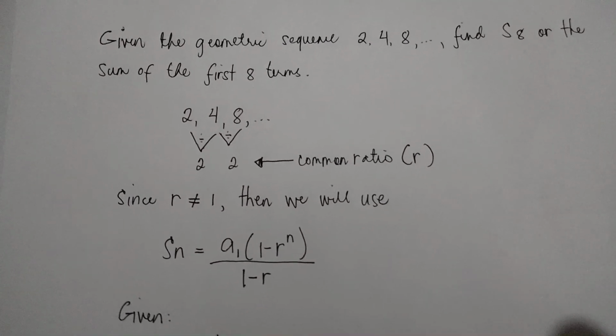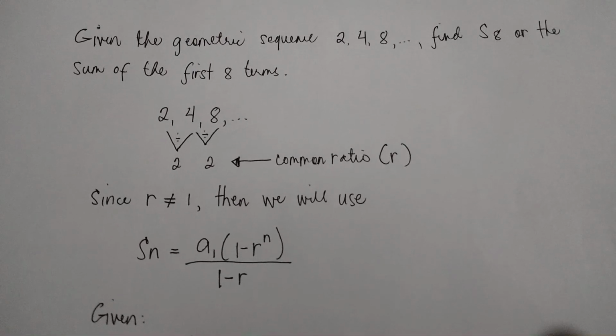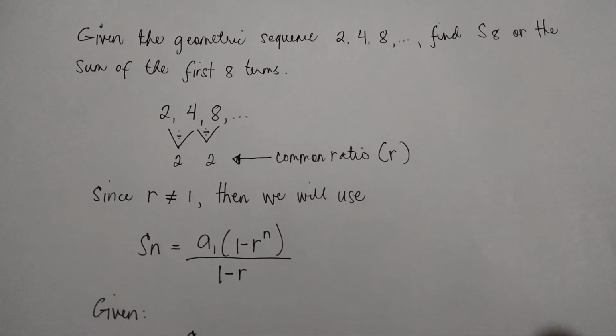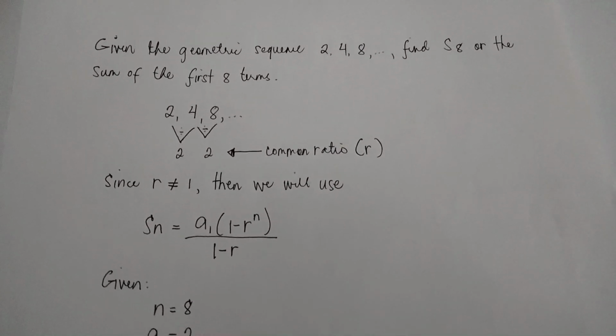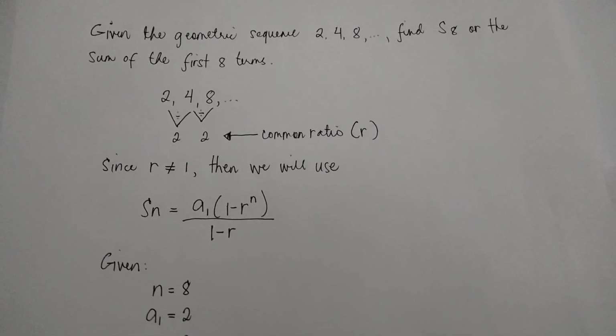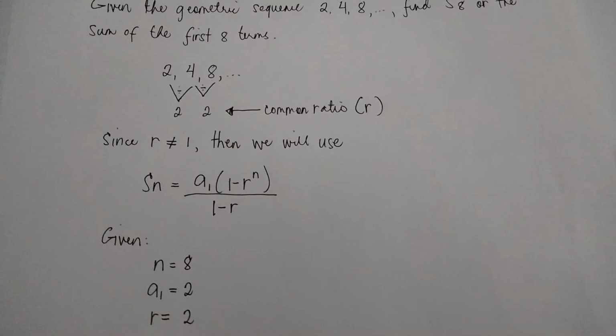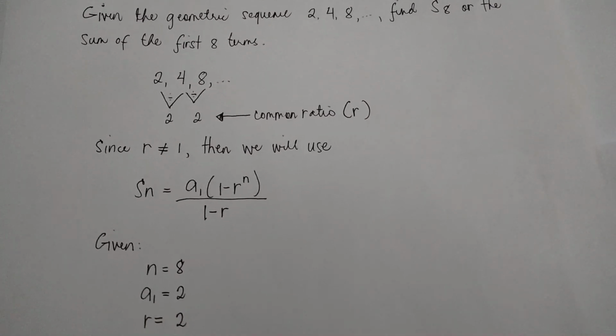First, we are going to identify the given. Since we are asked to find the sum of the first 8 terms, n equals 8. a sub 1 is 2. And r, or the common ratio, is 2.